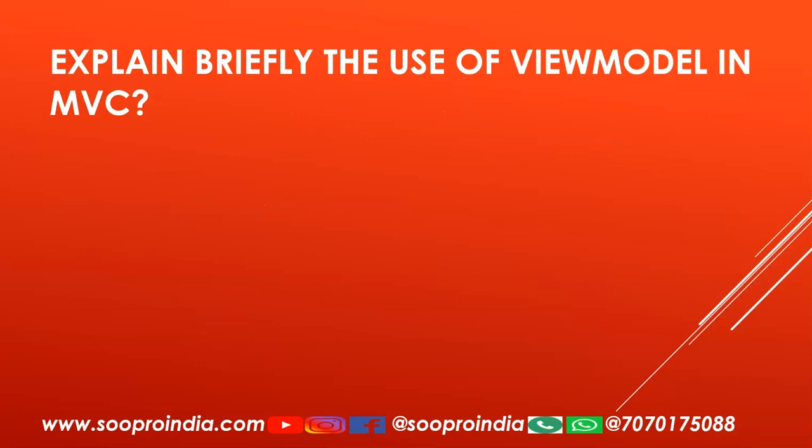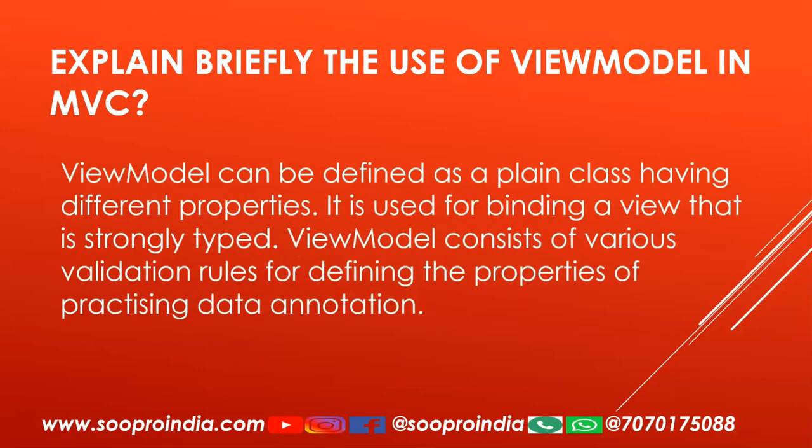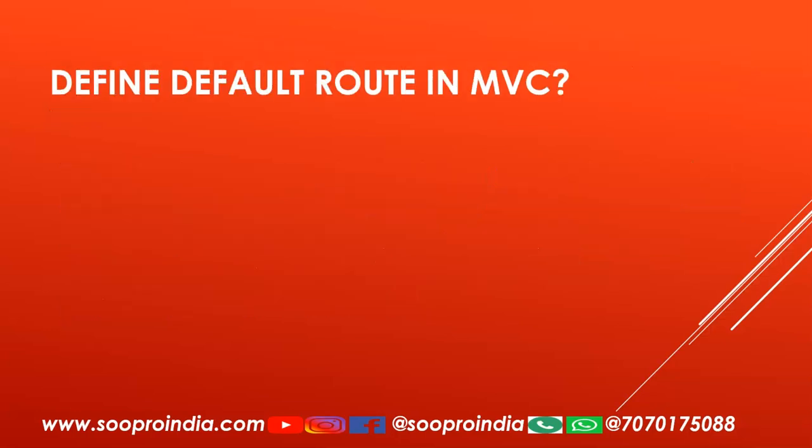Explain briefly the use of view model in MVC. View model can be defined as a plain class having different properties. It is used for binding a view that is strongly typed. View model consists of various validation rules for defining the properties by practicing data annotation.